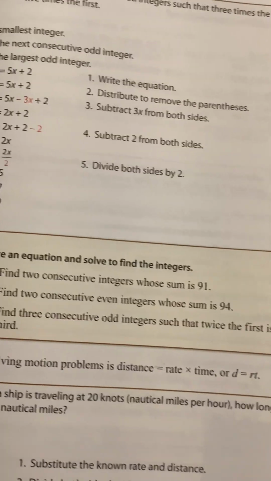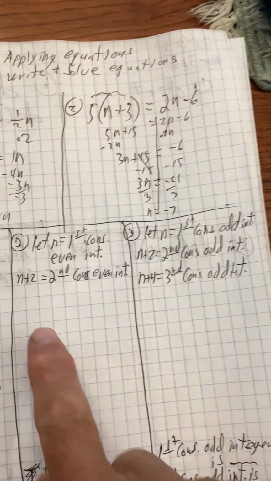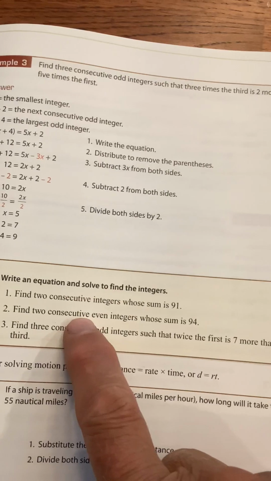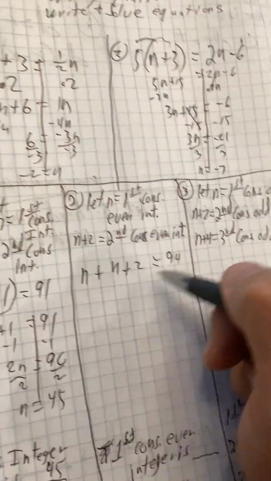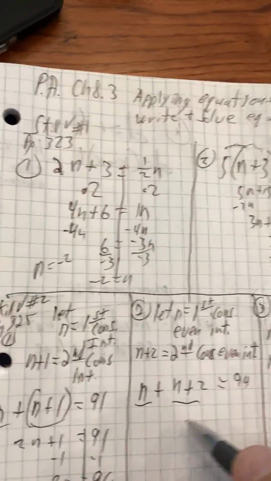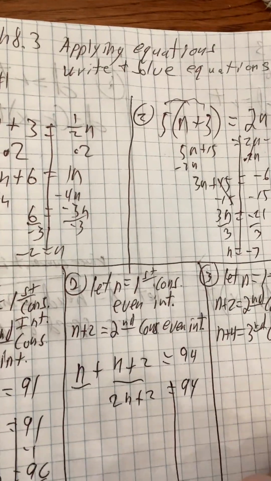Number 2, find 2 consecutive even integers whose sum is 94. So let n be the first consecutive even, and n plus 2 be the second consecutive even integer, right? So it's the first plus the second adds up to 94. Here's the first, here's the second, adds up to 94. So 2n plus 2 equals 94. Now I'm ready to solve.